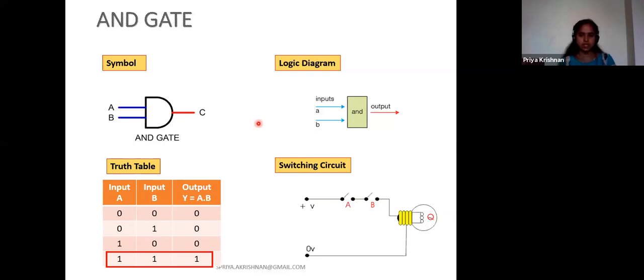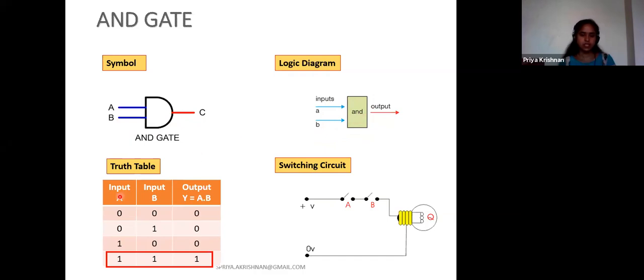Yes, correct. So here I represent the same using a logic diagram. In place of this symbol, I represented a block here. What function can this block do? The block can do the AND function. And what are all its inputs? A and B are its inputs, and it is giving one output here.